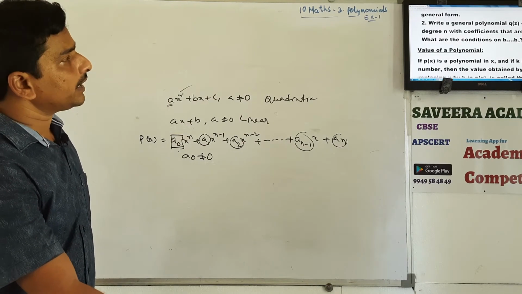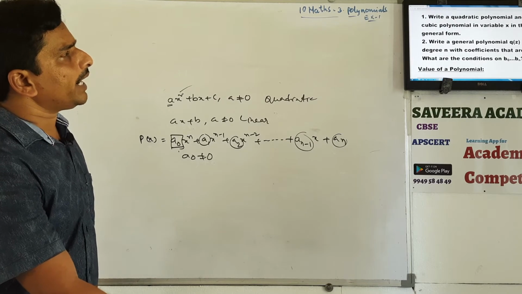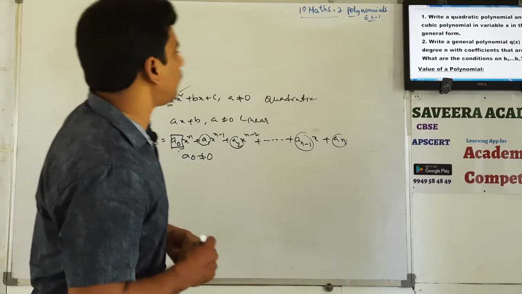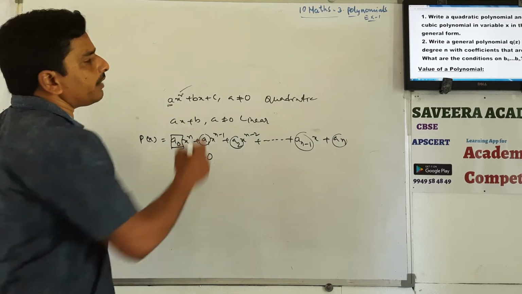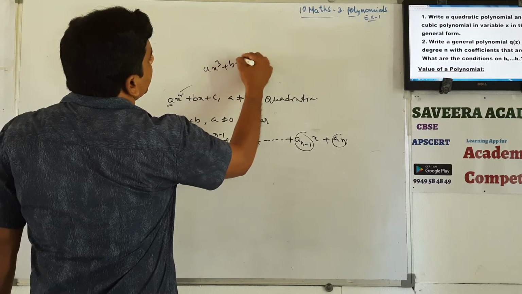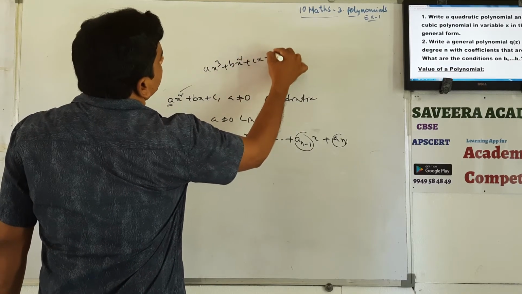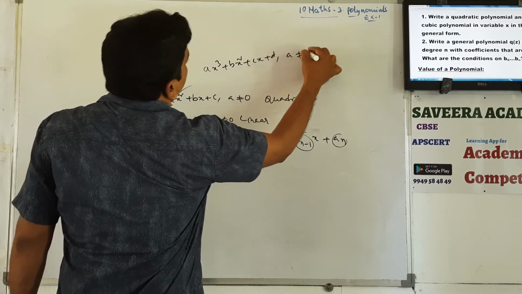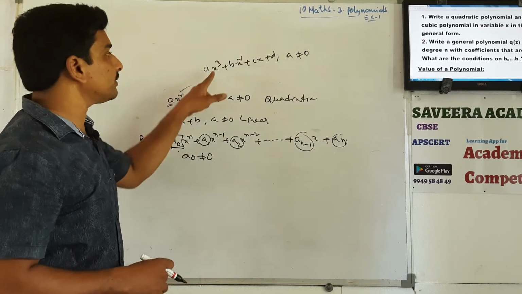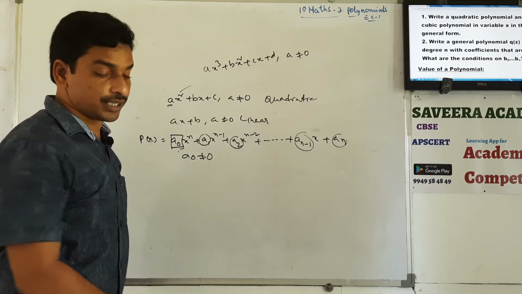Here see, try this which is given. Write a quadratic polynomial and a cubic polynomial in variable x in the general form. So the quadratic polynomial we have already written. Cubic polynomial: ax cube plus bx square plus cx plus d, where a not equal to 0. This is the general form, in variable x. D is the constant here.